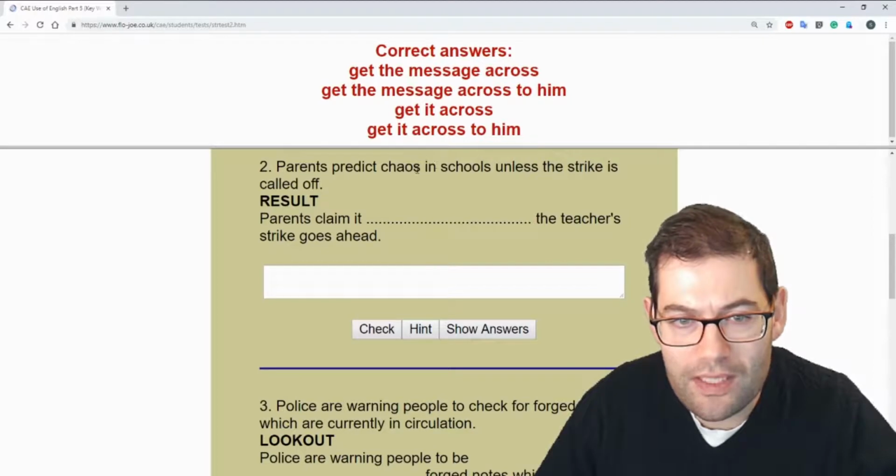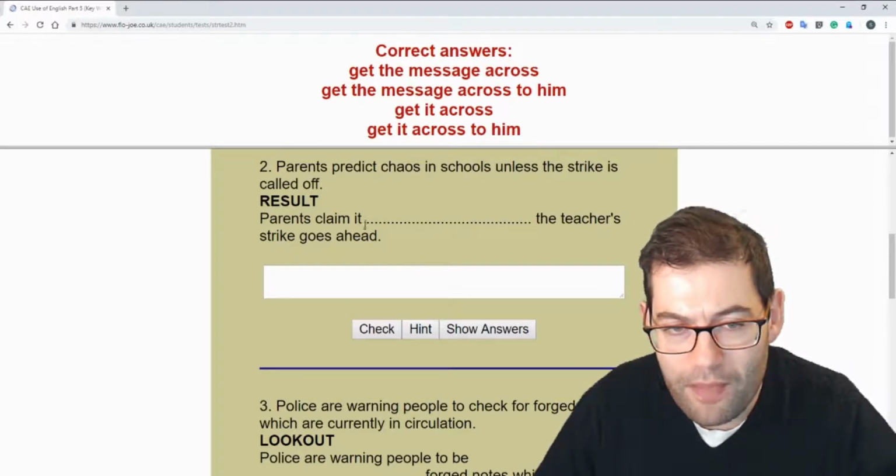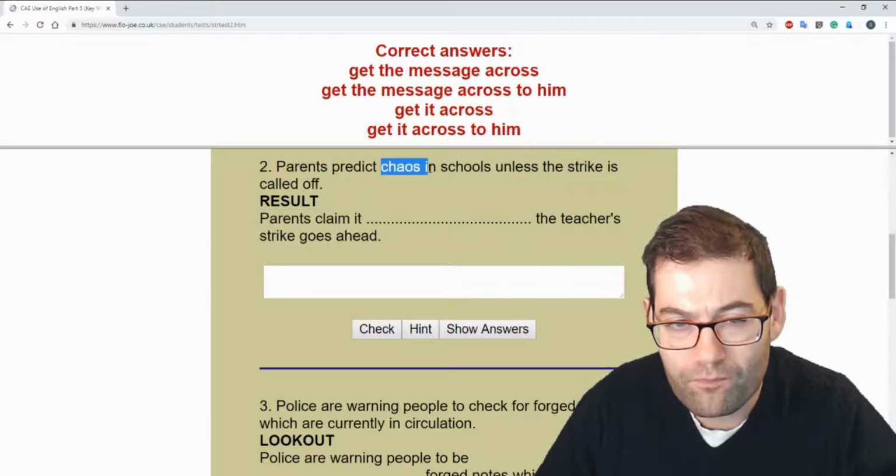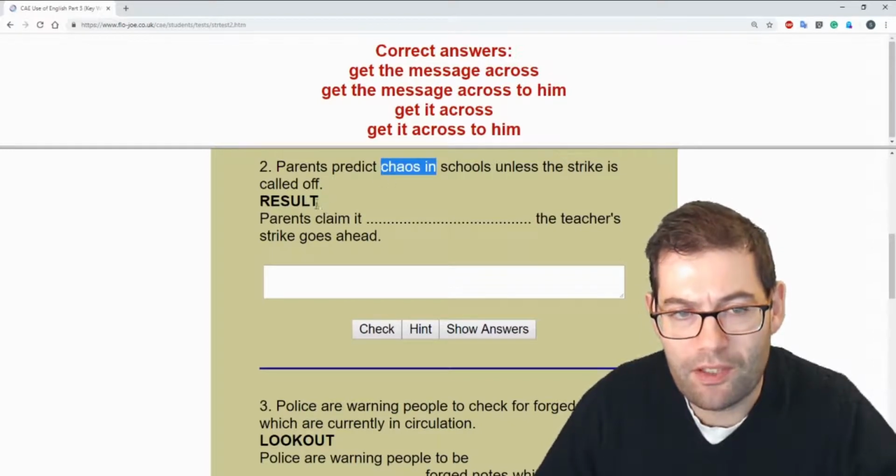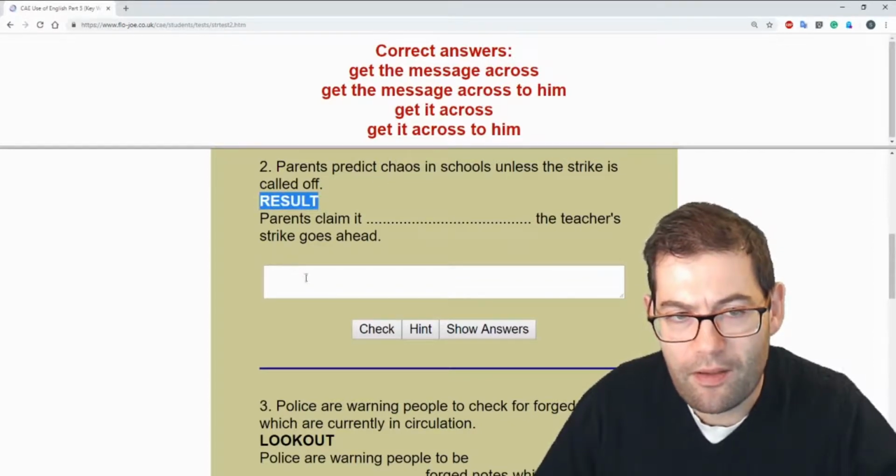The bit that's missing in this question here is this idea about chaos and that it will happen. So we've got the keyword there, result.